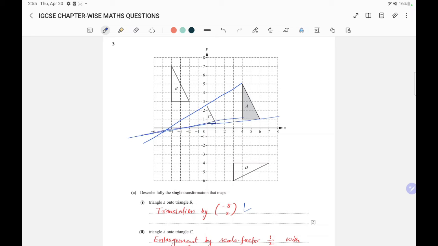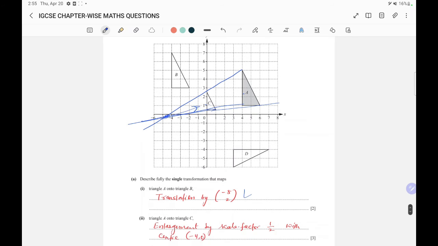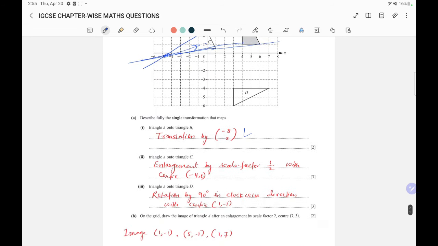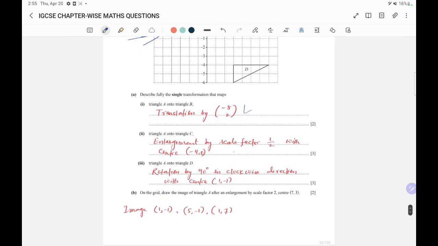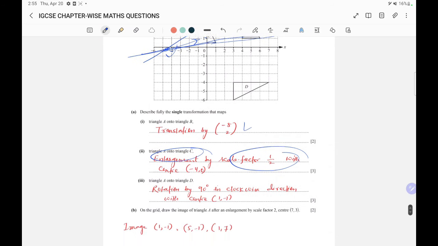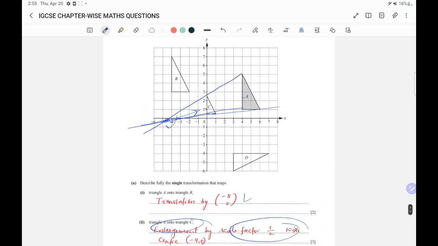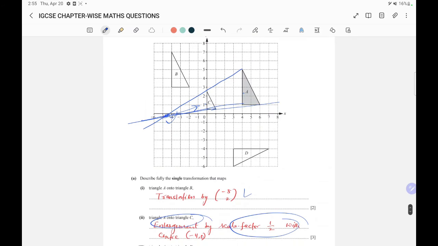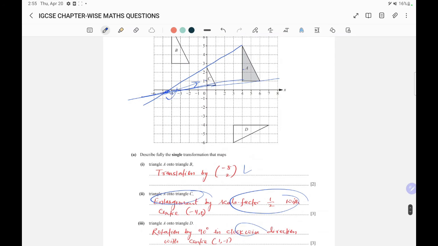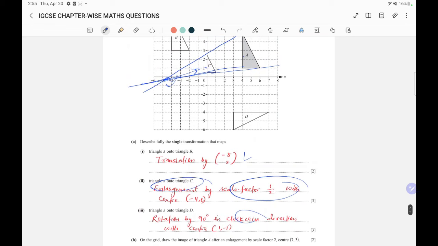So it's enlargement, but these two shapes are on the same side of the point of intersection, so the scale factor will be positive. It is 1/2. The scale factor is half, it's enlargement, and the center is -4, 0 somewhere here. So you should use ruler and pencil to get the exact answer. Triangle A onto triangle D. Yeah, it's a rotation. Rotation by 90 degrees in clockwise sense. So better to use tracing paper, and then try to get the center, which is 1, -1. And it's clockwise.